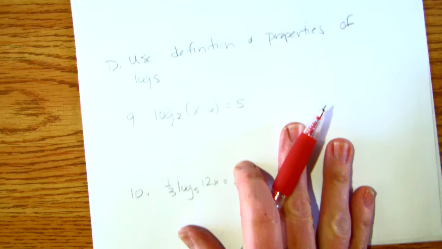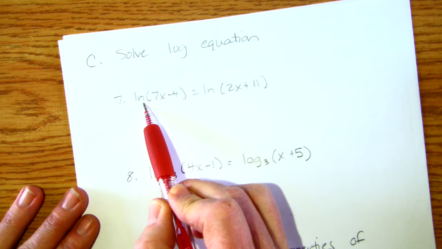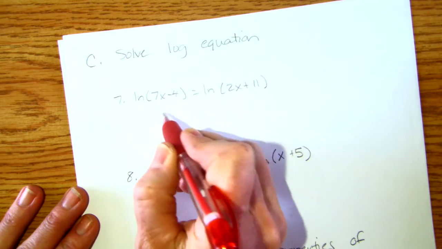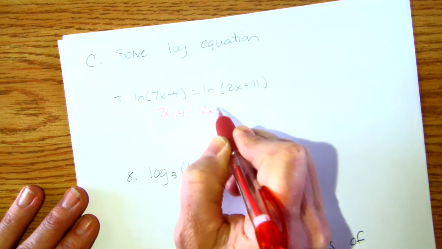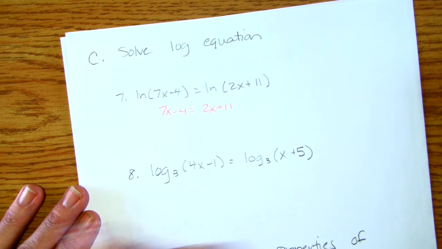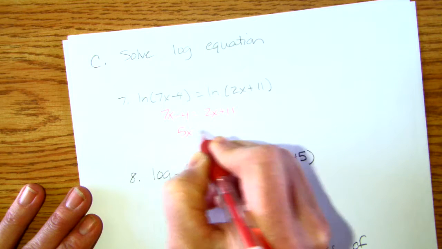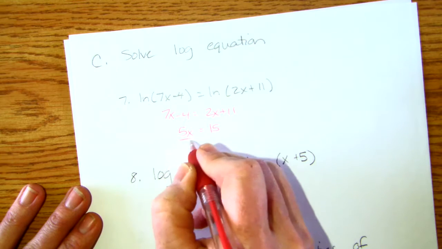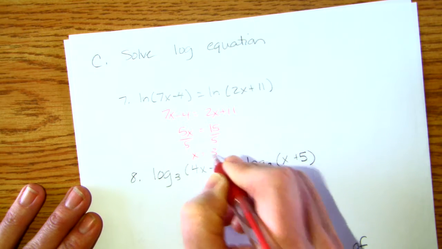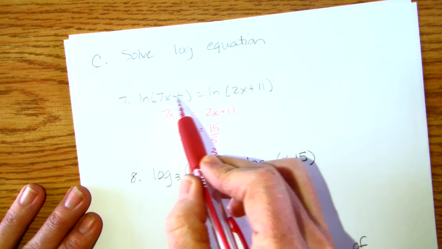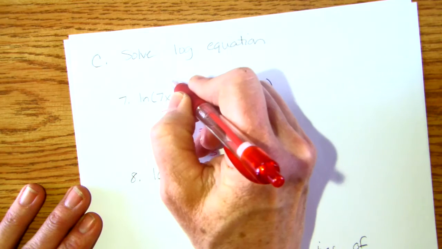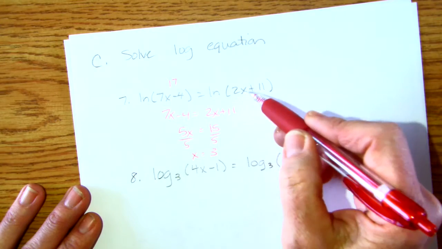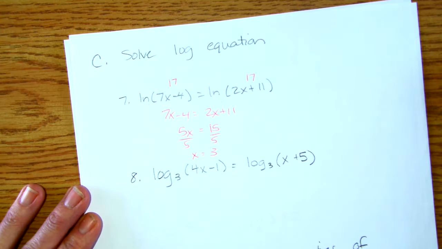All right, solve a log equation. Well, if I have ln of 7x minus 4 equals ln of 2x plus 11, then 7x minus 4 is just equal to 2x plus 11. And then subtract x from both sides, add 4 to both sides, divide by 5, and x equals 3. And you should check it, because 7 times 3 is 21. 21 minus 4 is 17. 2 times 3 is 6. 6 plus 11 is 17.